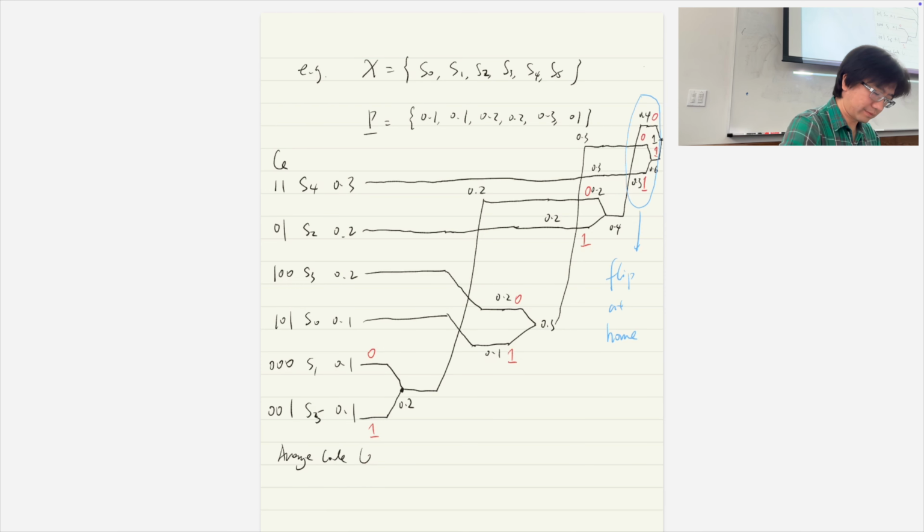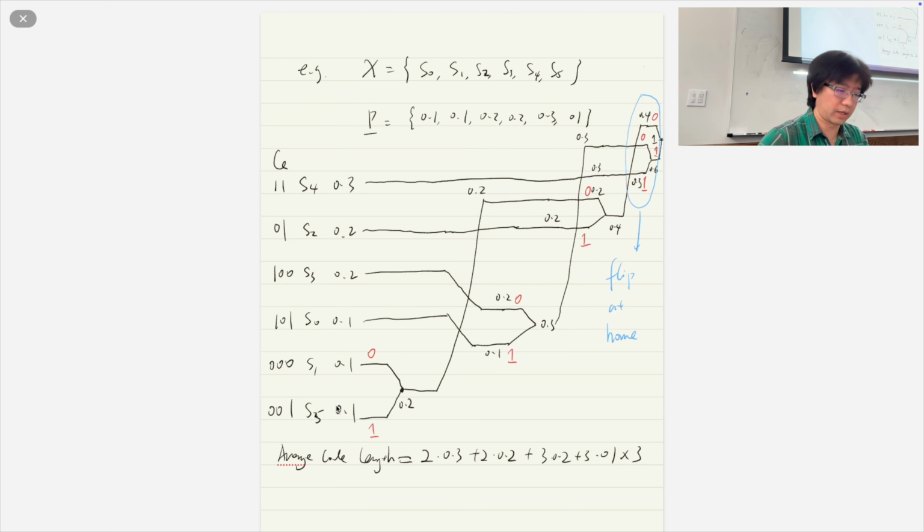So now let's see the first two. Whatever you do here, the length should be pretty much the same. The number here might be different, but the length is not. So we have 2 multiplied by 0.3, the first probability, plus 2 multiplied by 0.2, plus 3 times 0.2, plus 3 times 0.1 times 3. We have 3 of those. If you compute it, that will give you 2.5 bits.